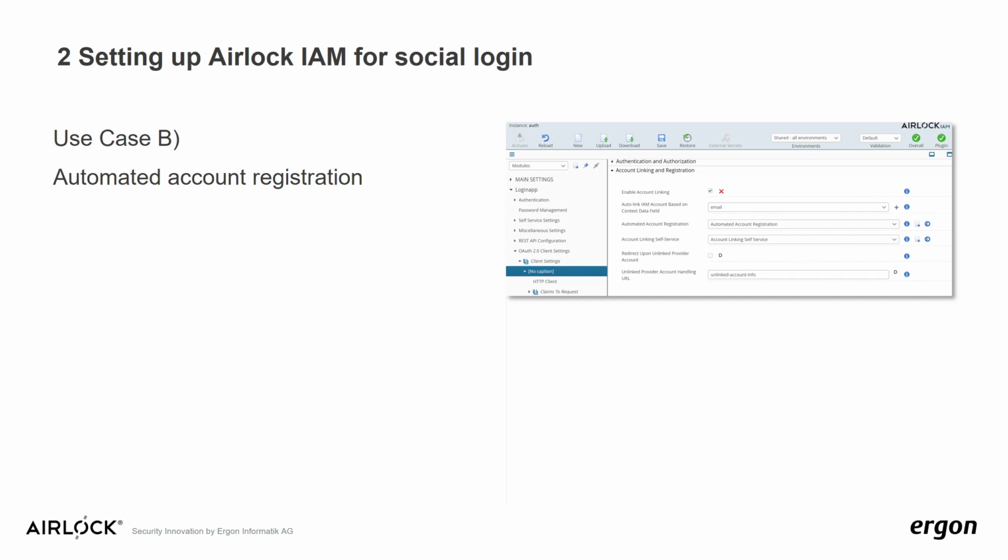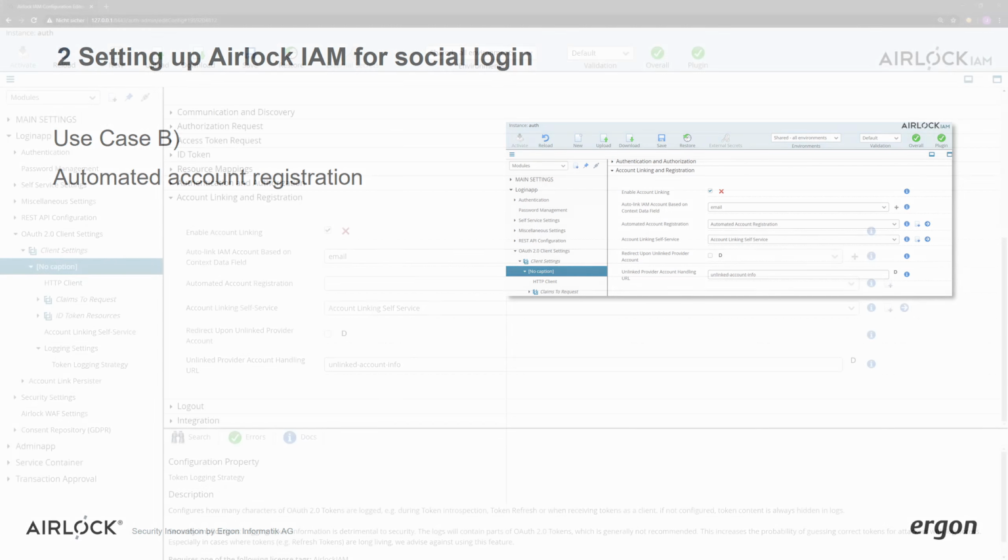In the second use case, we are focusing on an automated registration process with Google as the identity provider. The goal is that potential new customers don't need to register a new account. Instead, they just use their existing Google account to access the web service. To enable the automated account registration with the social login, we use the previously created configuration and add some additional settings. Let's go and have a look at the configuration.